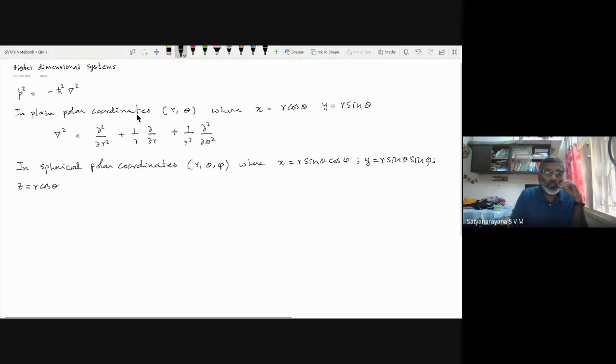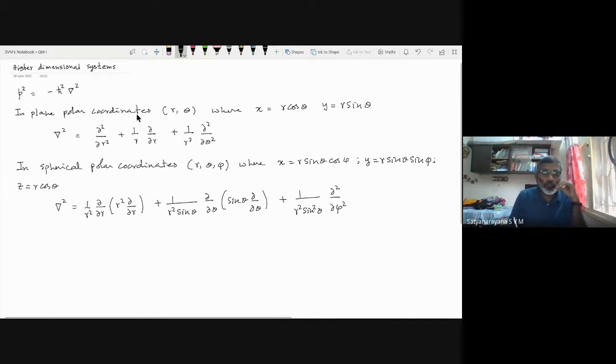So this particular definition of spherical polar coordinates will give us a del square, which is equal to 1 over r square into del by del r into r square del by del r, plus 1 over r square sin theta into del by del theta sin theta del by del theta, plus 1 by r square sin square theta into del square by del phi square.